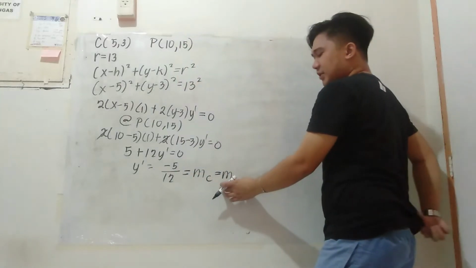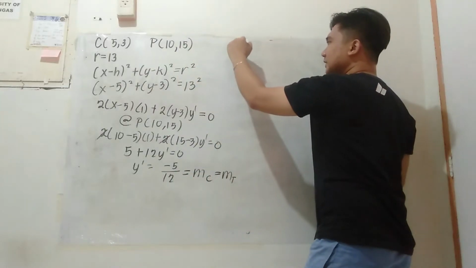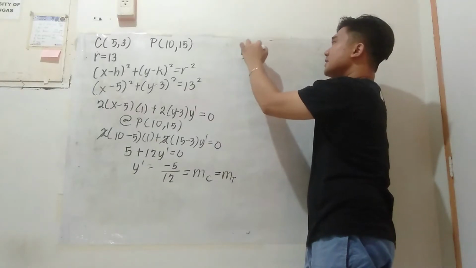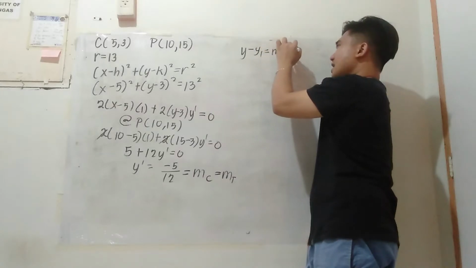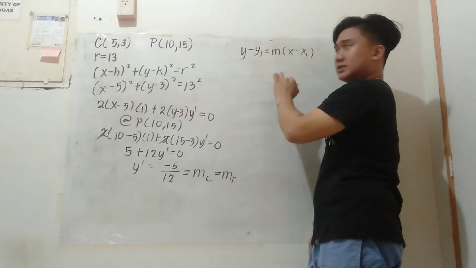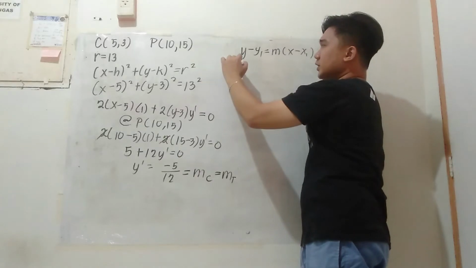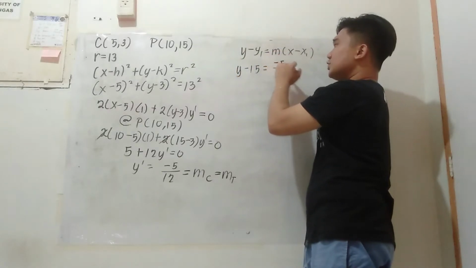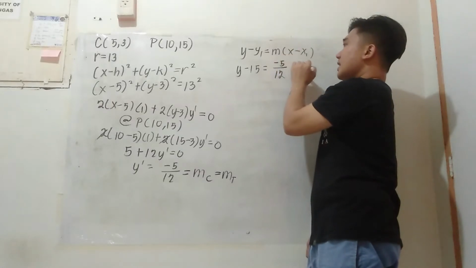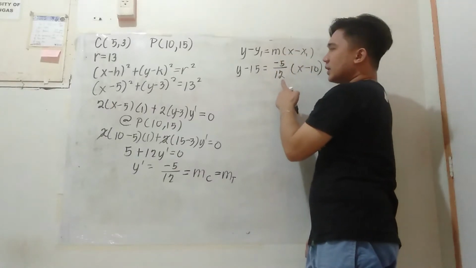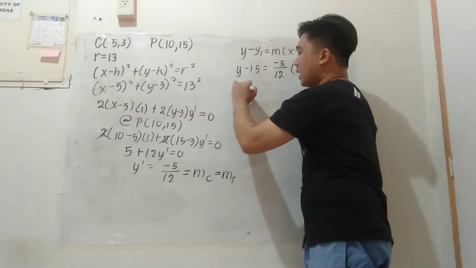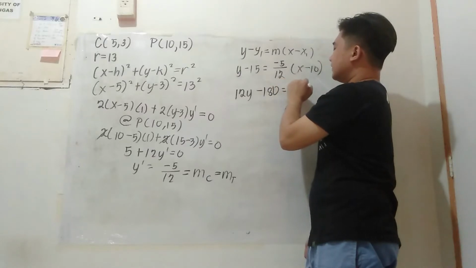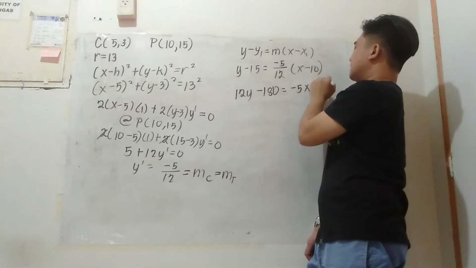So, since may slope na ako ng tangent line, pwede ko nang gamitin yung point slope form or point intercept form. Yung y minus y1 equals m(x minus x1). Okay? So, using this point, y minus 15 equals negative 5 over 12, kasi yun yung slope natin, times x minus 10. So, sa 12, i-multiply ko dito, 12y, 15 times 12, that is 180, equals negative 5x plus 50.